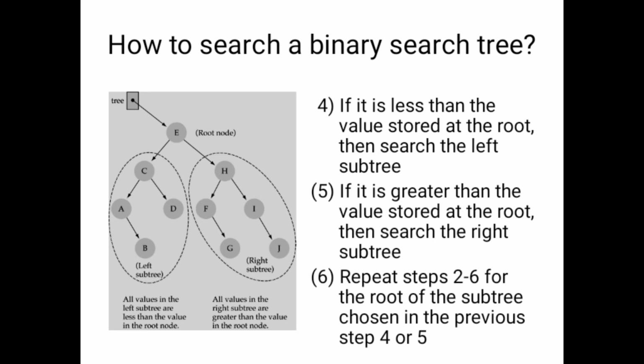So you can see, if the value is less than the value stored at the root, then search the left subtree. If it is greater than the value stored at the root, then search the right subtree. And repeat steps 2 to 6 for the root of the subtree chosen in the previous step 4 or 5. That is, whichever node you choose in step 4 or 5, apply the same technique from 2 to 6.